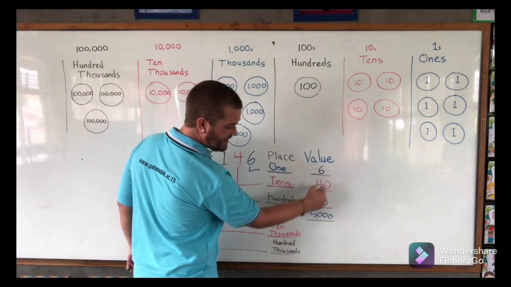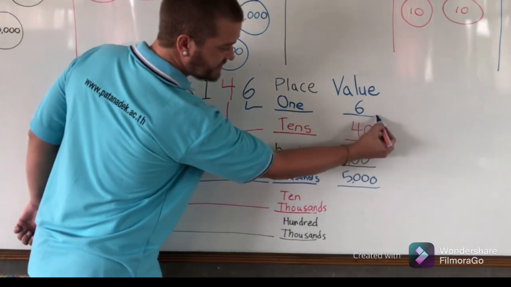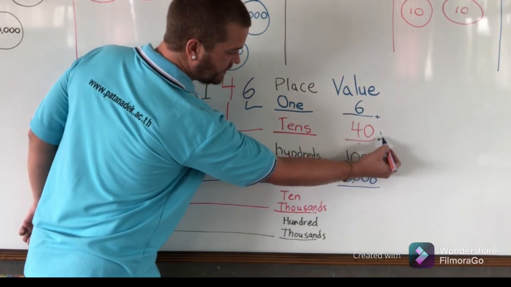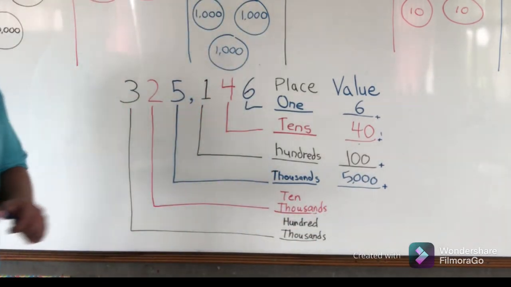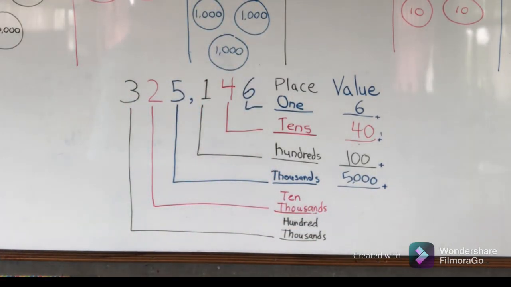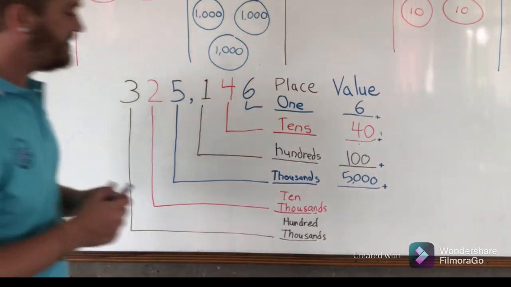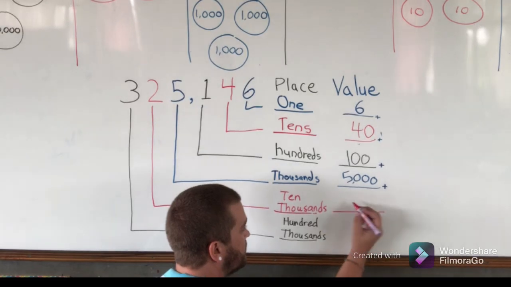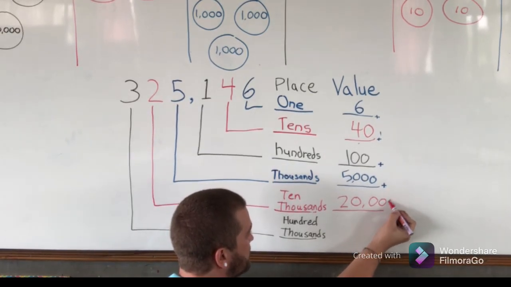And remember, we're gonna add these up to get the big number, right? So this is essentially going to be 6 plus 40 plus 100 plus 5,000. How many 10,000s are there? There's 2, right? So what's 2 times 10,000? 20,000. Comma, 0, 0, 0.